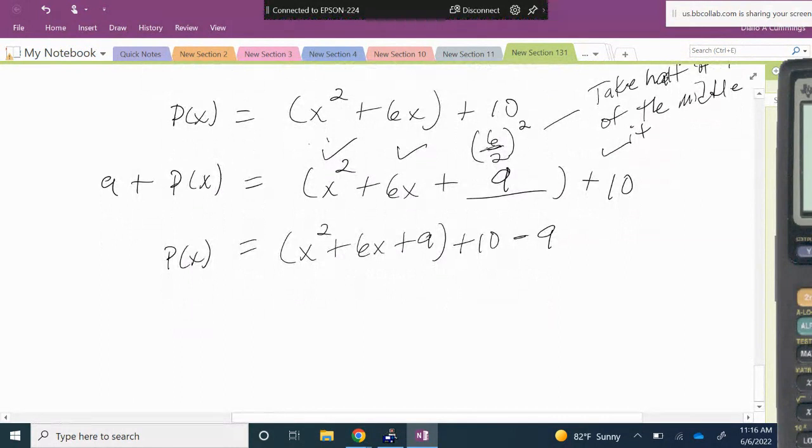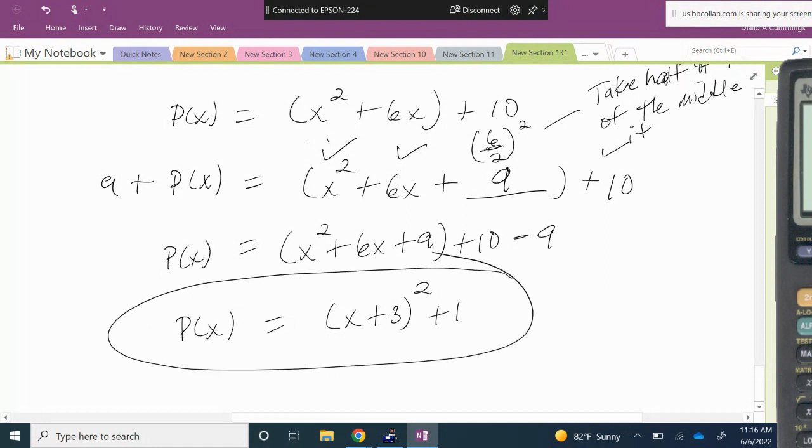I'm going to rewrite x squared plus 6x plus 9. Since we completed the square, we forced the perfect square trinomial. If I were to take x plus 3 times x plus 3 and FOIL that out, I would get x squared plus 6x plus 9. And then 10 minus 9 is 1. So this is actually the equation that they're looking for: P of x is equal to x plus 3 quantity squared plus 1.